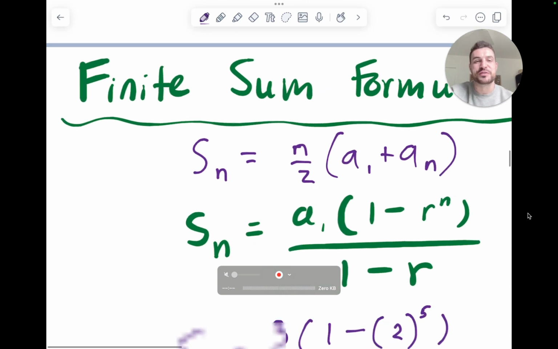All right, please excuse my handwriting. I am writing with my finger today because my Apple Pencil decided not to work. So I hope that clarifies everything for you.